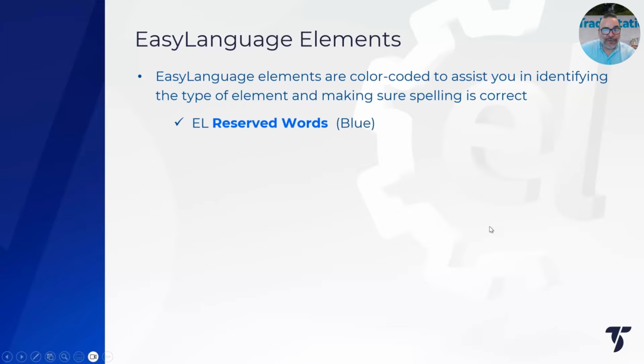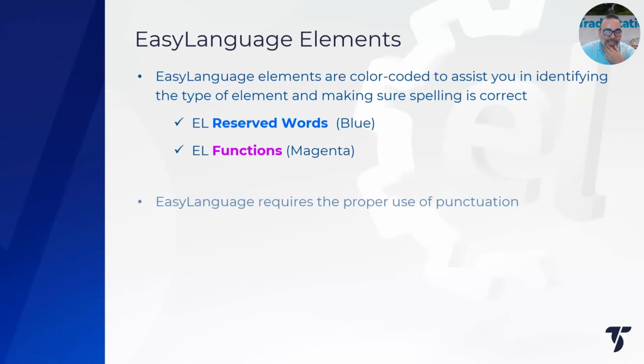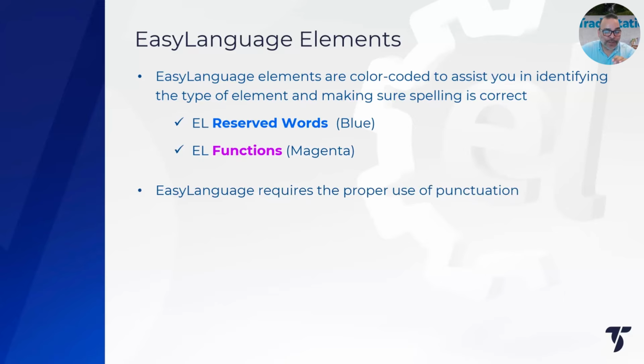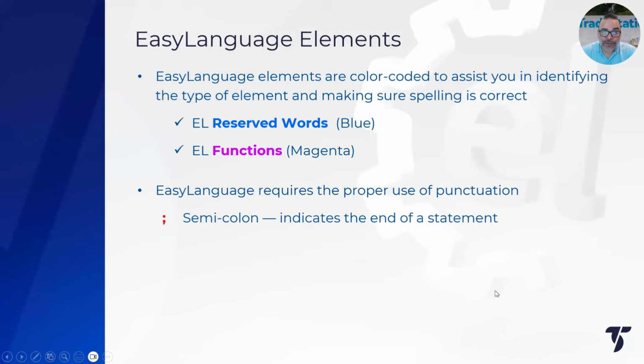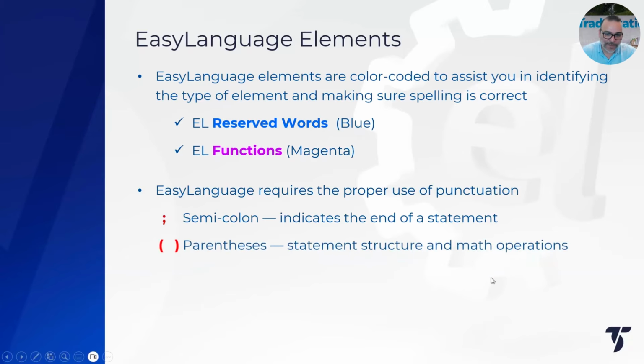In Easy Language, we have a few types of words. We have reserved words, those are the ones that are blue. We have functions that are purple or magenta. And Easy Language does require the proper use of punctuation. When we write Easy Language, especially in these classes where I don't want to overcomplicate, there's a few punctuation marks that we use all the time. For example, semicolons are important because they act as separators between ideas. Once you finish a statement, you have to end that statement with a semicolon before you start the new idea. That's one of the ones we're going to use the most.